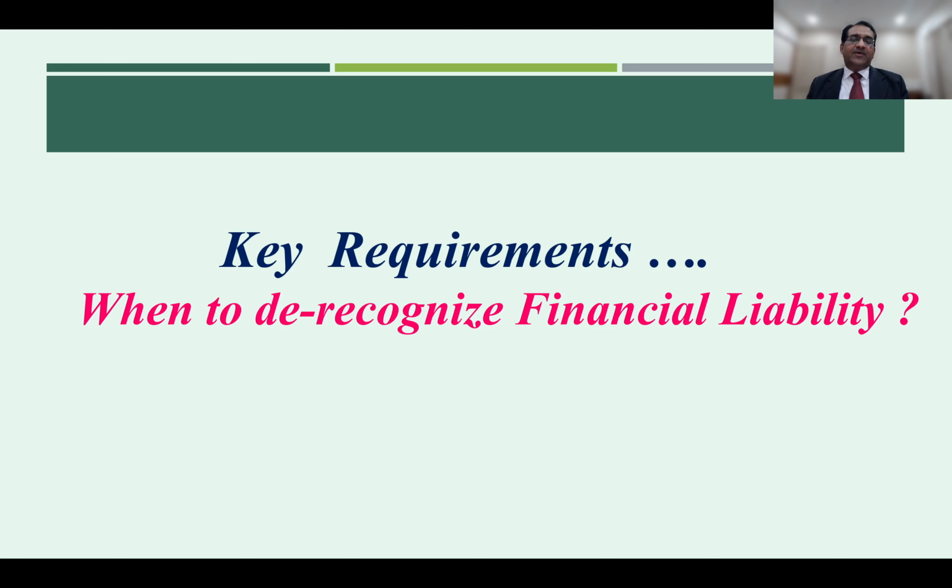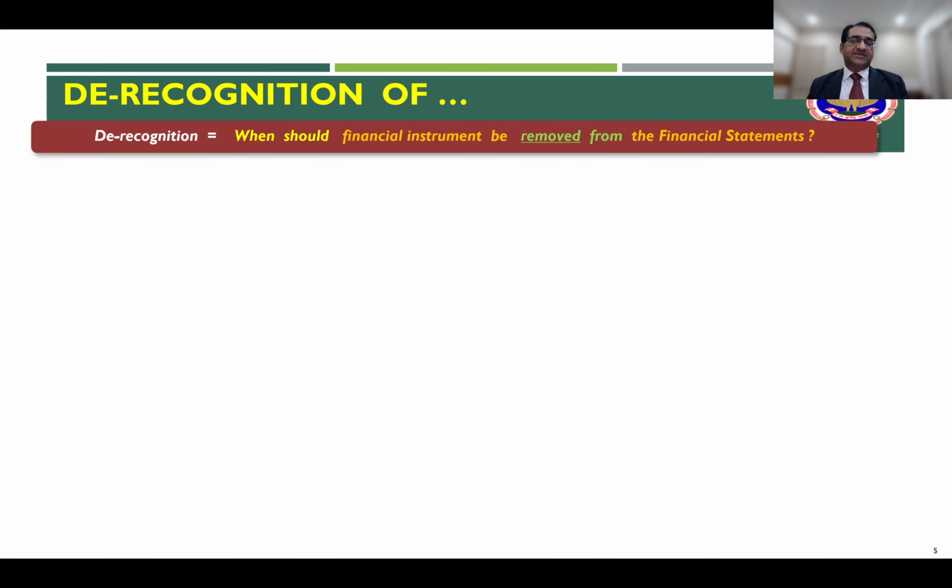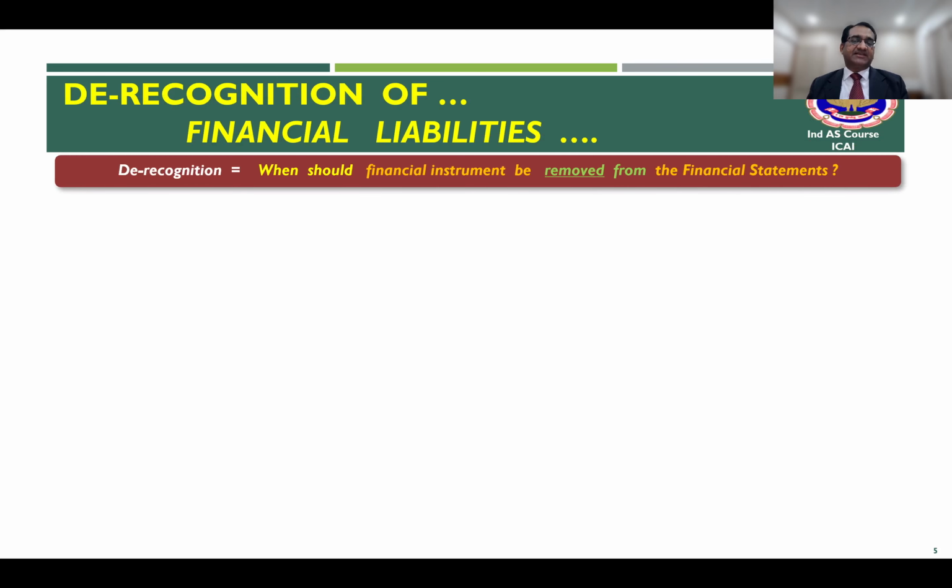So let us look at the key requirements when an entity needs to derecognize financial liabilities, the general principles in terms of when to derecognize. And as you would be aware, derecognition simply means the point in time when a financial instrument, for example the creditors which an entity has, needs to be removed from the balance sheet or the financial statement. So derecognition of a financial liability deals with a situation wherein an entity needs to determine the point in time when it needs to be eliminated from the balance sheet.